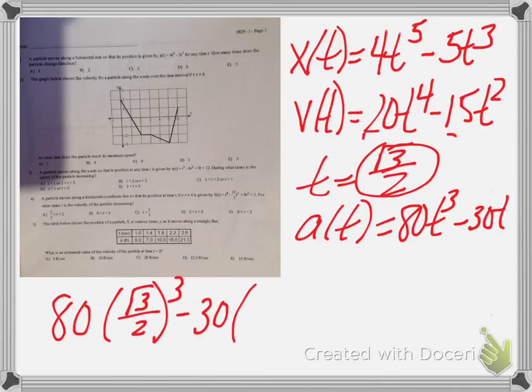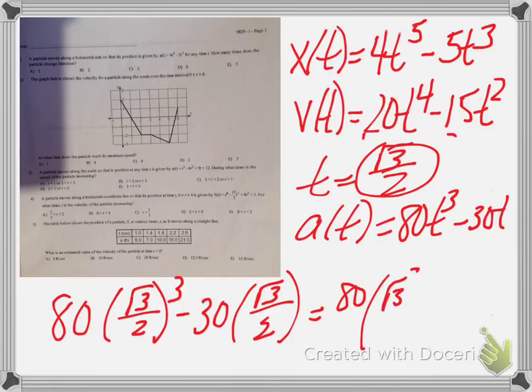Now, of course, if you're running out of time on the AP test, if it was me, I would just guess that it's not going to equal 0, and I would say that that's the answer. But if you do have time, you really should work it out. Okay, so you're going to get 80 times radical 3 to the third over 8, right? When you do 2 to the third power, you get 8, minus 30 radical 3 over 2.